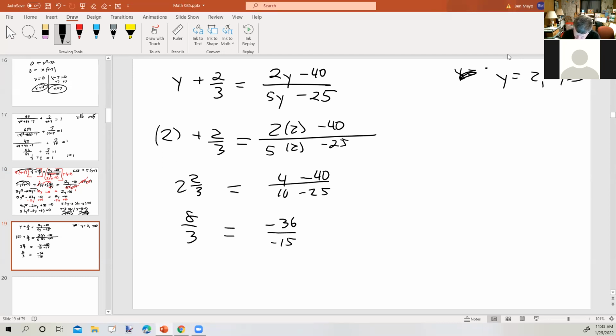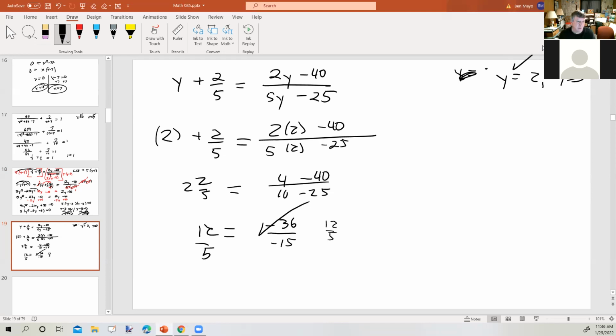Let's see here. I could take out a 3 and I'd have what, 12 over 5. Something's not right. Oh, I'm just really having a Monday here. So that's 2 and 2/5. That's 12/5, which equals 12/5. Check. It helps if you write the problem down correctly.